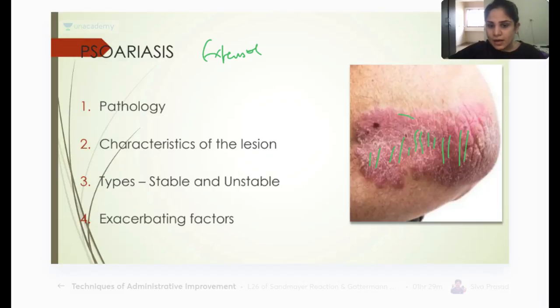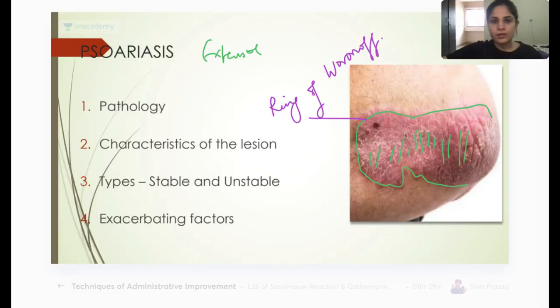And if you look very closely at the margin of this lesion, do you feel that the margin is hypopigmented? It is a slightly whitish margin, it is hypopigmented. That is the characteristic of psoriatic lesions. What is that ring called? That ring present on the periphery of the psoriatic lesion is called the ring of Voronoff. Absolutely correct. So that hypopigmented margin is called the ring of Voronoff. The full lesion will be erythematous, reddish, then there will be silvery white scales on it, and at the edge you will have a hypopigmented ring of Voronoff.